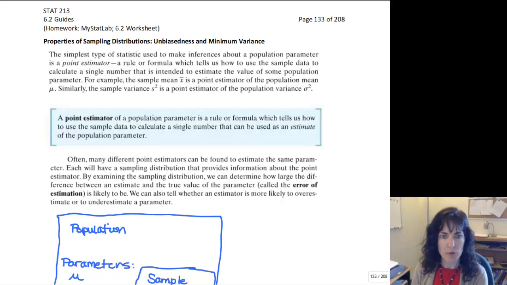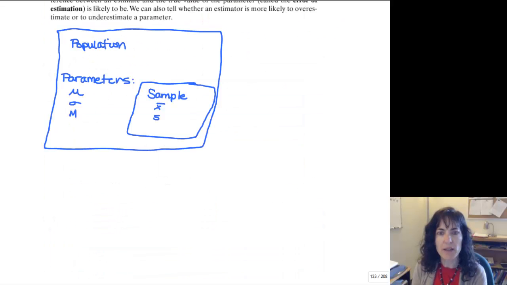For example, we can use the sample mean, which is x bar, as a point estimator of the population mean, which is mu. So we're using one to predict or estimate the other. And here's a diagram for you.